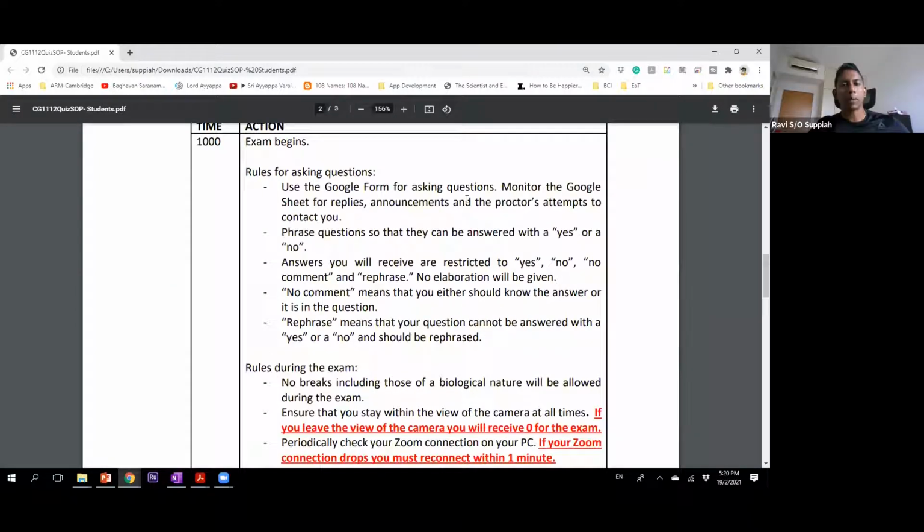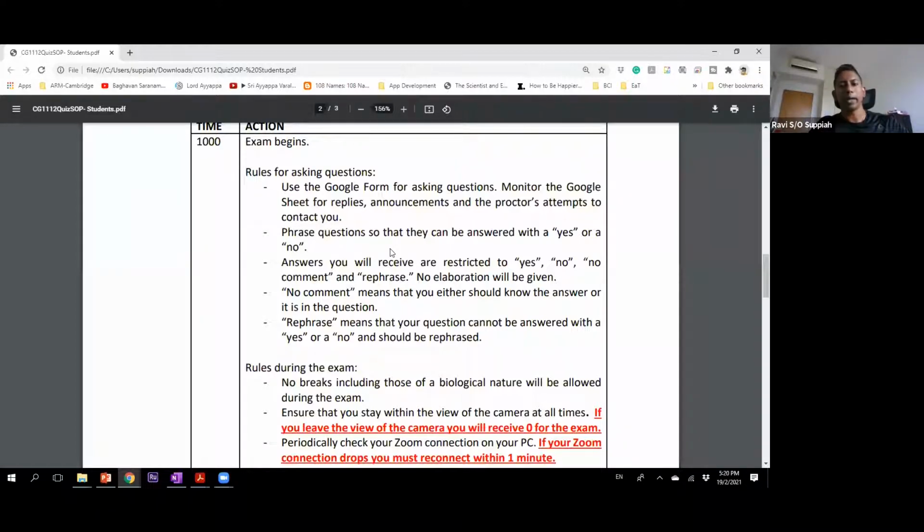There's some protocol here on how to ask questions. Please follow that. You need to make sure you phrase questions in a way that they can be answered with yes or no. Sometimes the way you ask the question, you may really be hinting at some possible answer, so we may not be able to share that question on the Google Form. You need to be very specific about what you want to clarify.